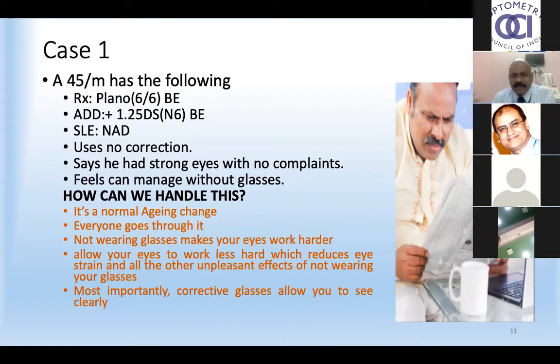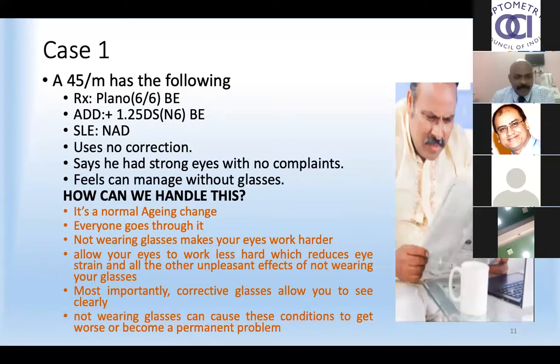Right. These were very good suggestions. Along with those suggestions, these could be some of the answers which we can, as practitioners and opticians, provide the patient. And not wearing glasses can cause these conditions to get worse or become a permanent problem.